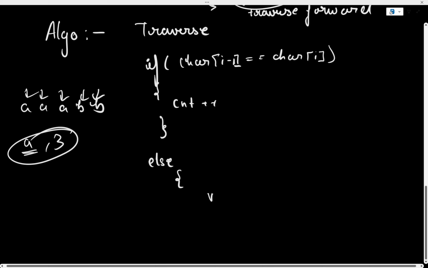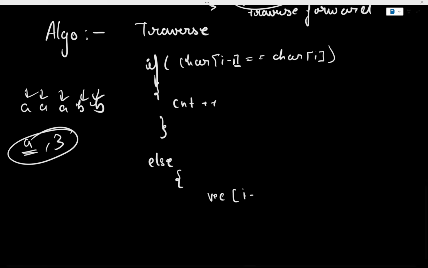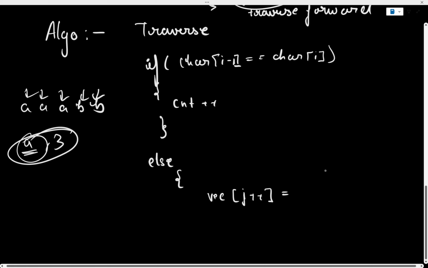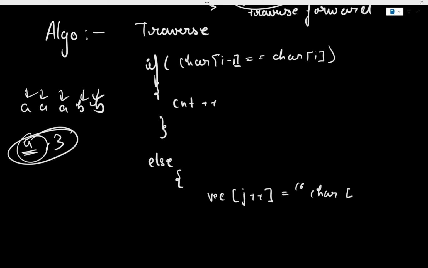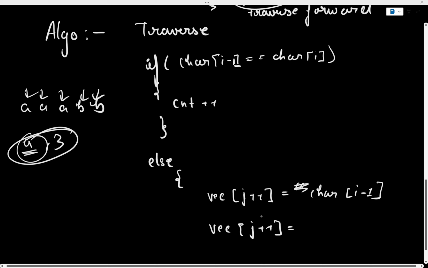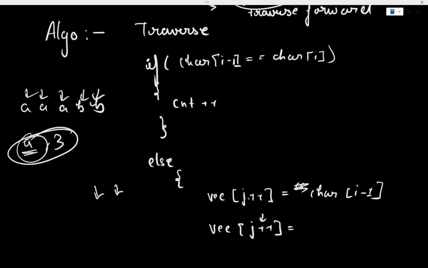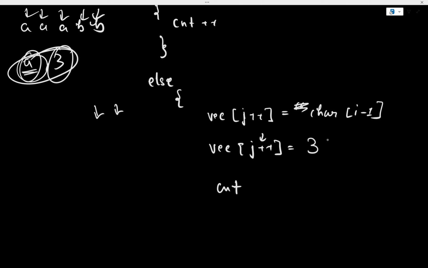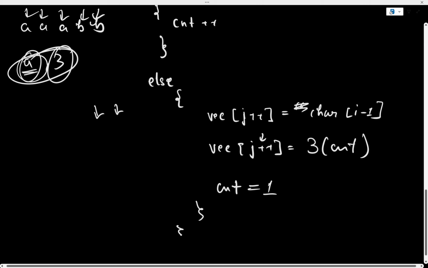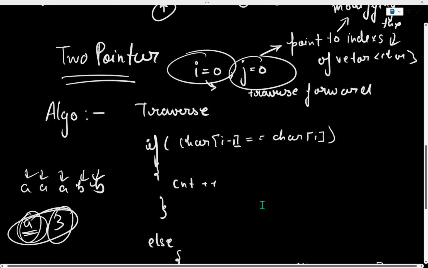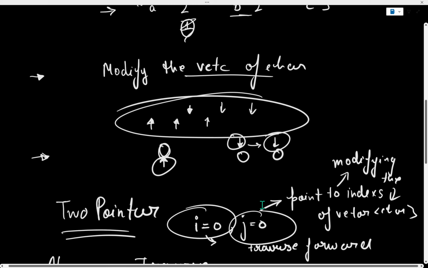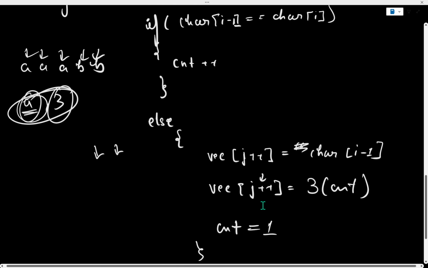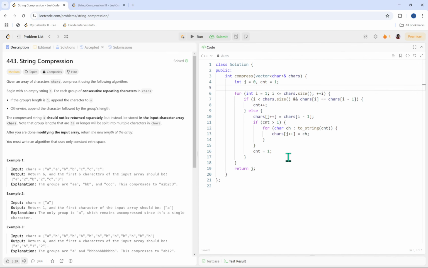So what will we do? For example, take that vector of characters as vec. At j, we'll append that character, this A, which character we are currently having. Also, simultaneously, we move the pointer ahead. Now we have to add the count too, so instead of 3, we say count. And other than that, we need to reset the count to 1. That's all we need to do. We'll have a look at the code, understand it, and do a dry run of the code. Let's get into the coding part.